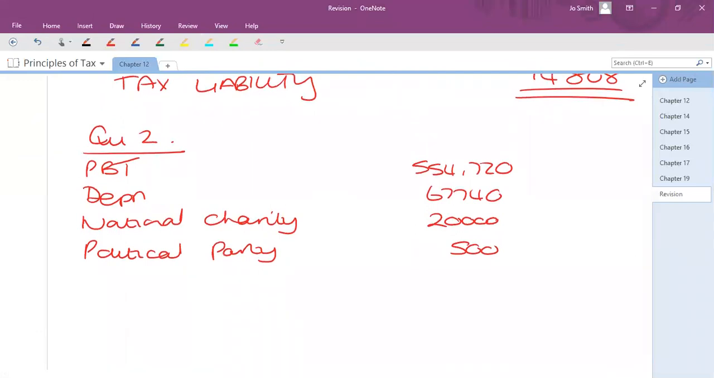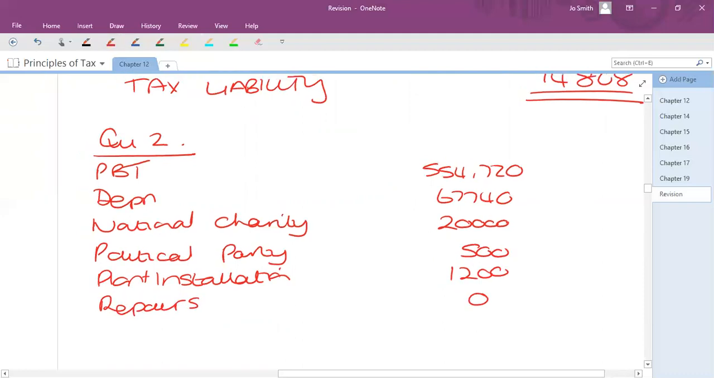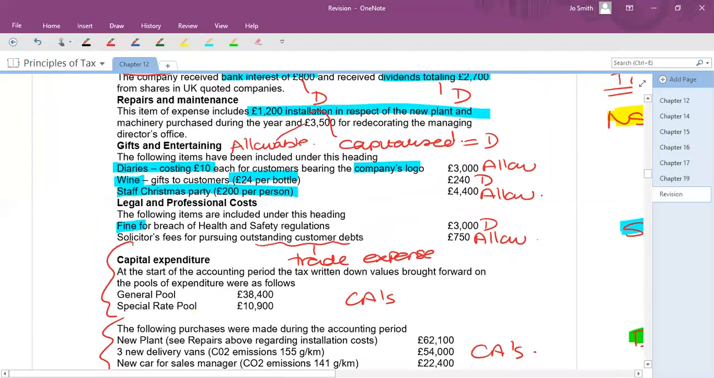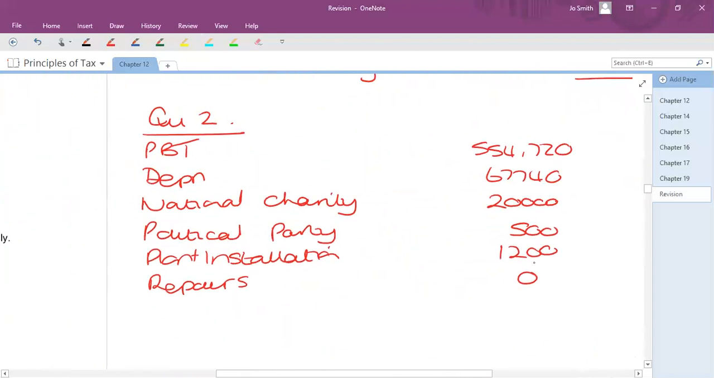Then in the next section for the repairs, we've got the plant installation. We disallowed that, but the repairs were fine. And this is what it says in the question. If you've got something that you're going to allow, and that's what we said up here, that we're allowing that repair, then you've got to say you're allowing it. So you can either put a dash or a 0 to show, yeah, I've looked at that, but I'm not going to adjust for it. Same for the diaries. Allow.